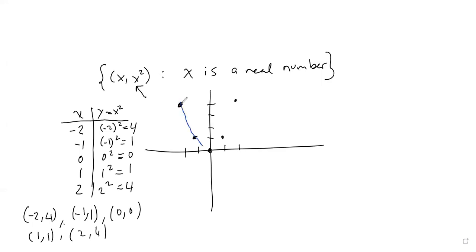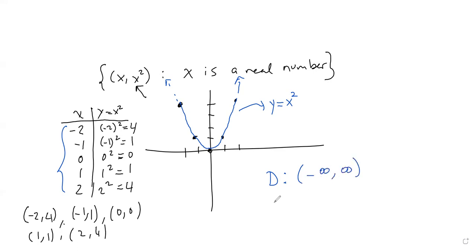From this, if I connect the points, I get this curvy shape, which, if I plot more points, is just going to keep going up. It keeps a parabolic shape. This is the graph of y equals x squared. And notice x can be anything, right? So when I write the domain of this function, x is just any real number. Therefore, the domain is negative infinity to positive infinity.